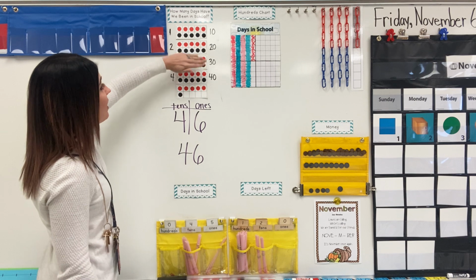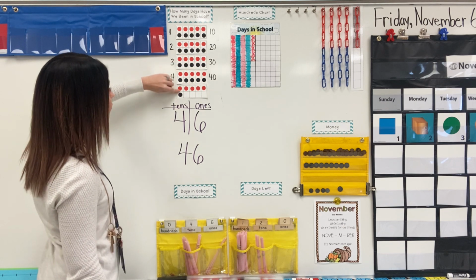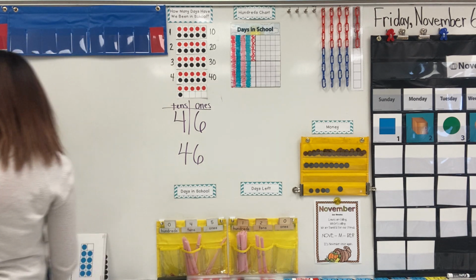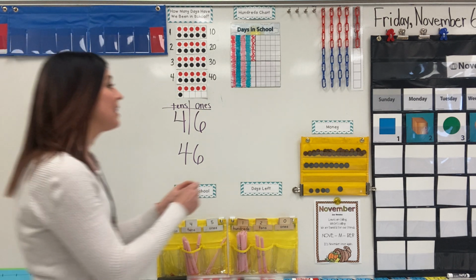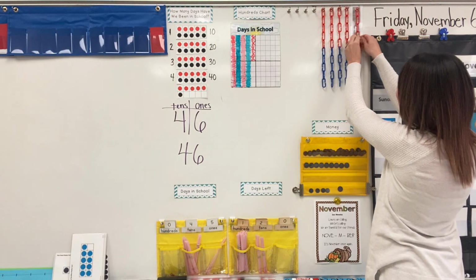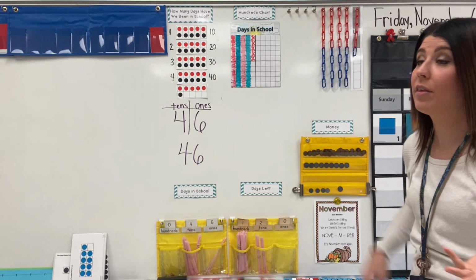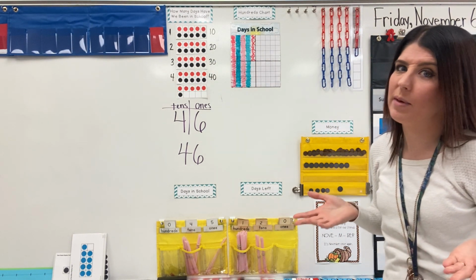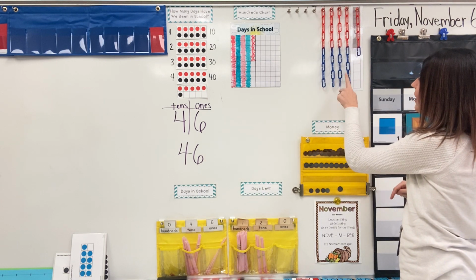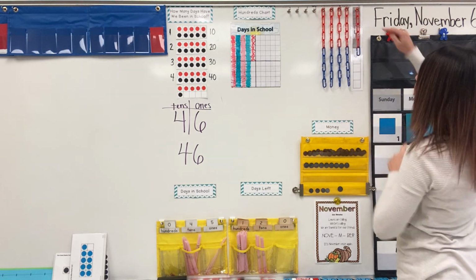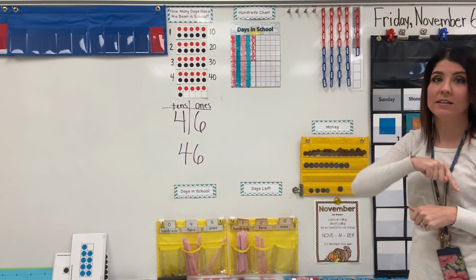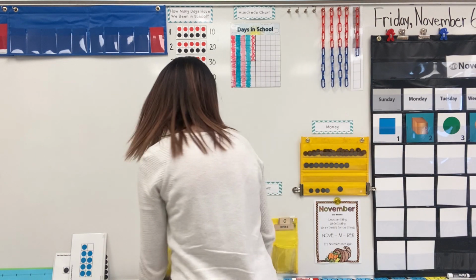10, 20, 30, 40, 41, 42, 43, 44, 45, 46. So we can even count by 10s and 1s. Let's do that again with our chain links. We're going to count the groups of 10 by 10. And we're going to count the not groups of 10, the ones that haven't made a 10 yet, by 1s. Are you ready? 10, 20, 30, 40, 41, 42, 43, 44, 45, 46. You've been in school for 46 days.